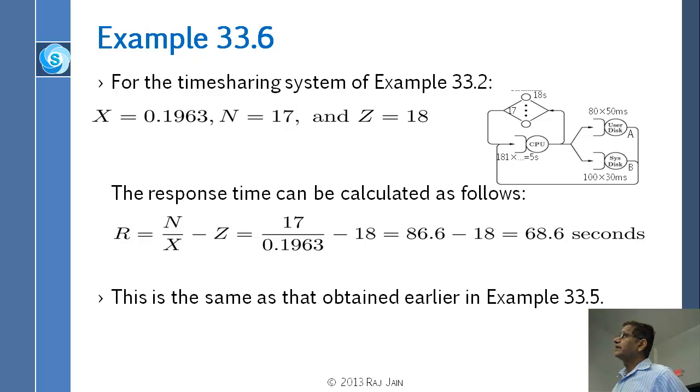Suppose you are given that X is 0.1963, however it is calculated, then you can say the response time is 17 upon 0.1963 minus 18, which comes out to 68 seconds. All right. So given the system throughput, you can calculate the system response time. And since the system response time is the same as what we obtained before, in some cases you might know the response time and you need to calculate the throughput. But this is the relationship between the two.